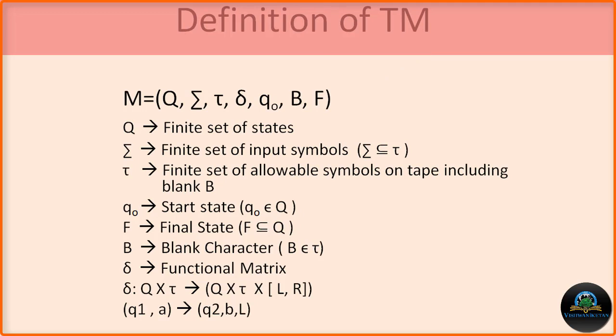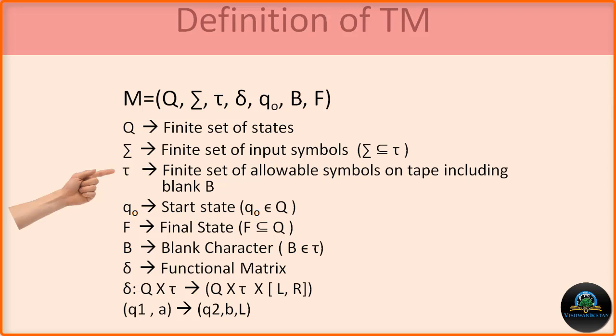Out of these 7 tuples, 4 are the same as what we have already used in finite state machine. That is Q, a finite set of states. Sigma, a finite set of input symbols. Then Q0, the start state, and the functional matrix. Now here we have 3 more sets: tau, then capital B and capital F.